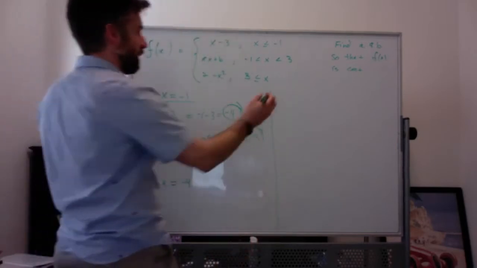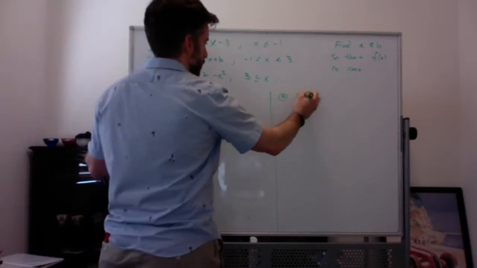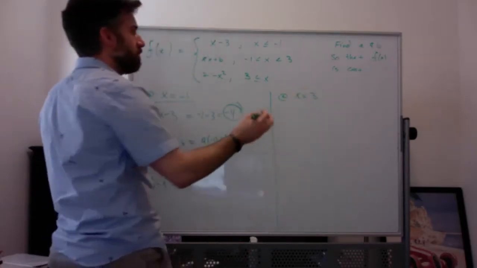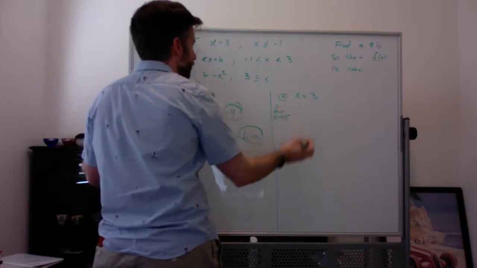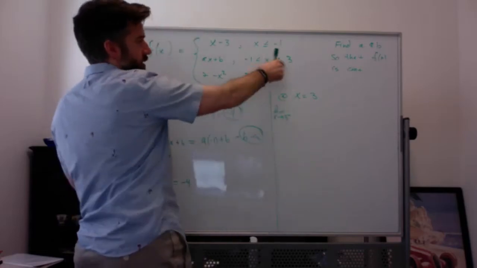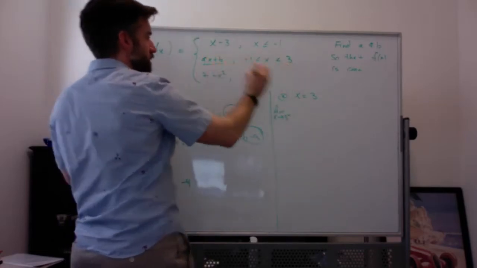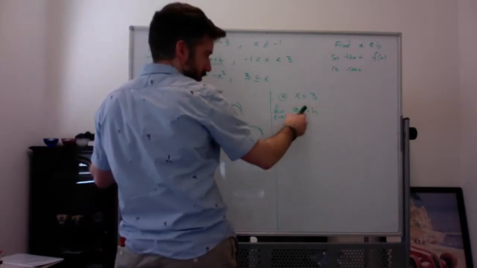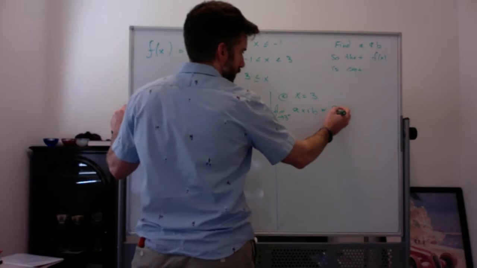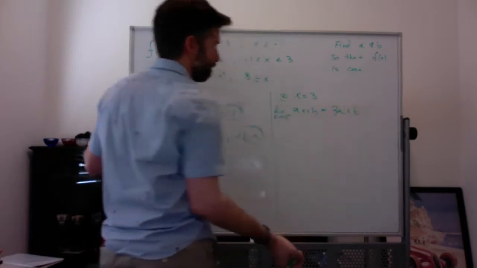So then I'm also going to look at x equal to 3. The limit as x approaches 3 from the left. If I'm left of 3, I'm less than 3, so I should be using this. I'm just going to plug in x equal to 3. You get a times 3 plus b.